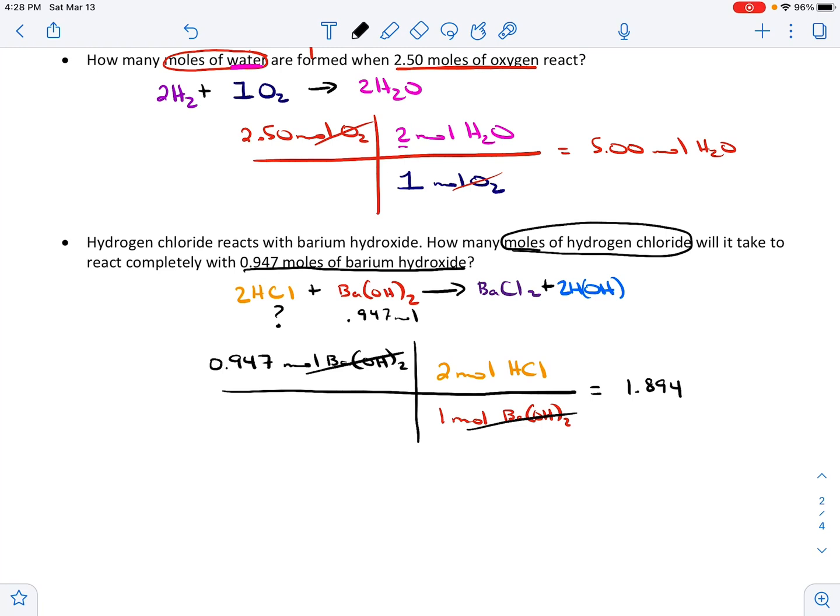And so we're going to get 1.894. And our label is moles of HCl.